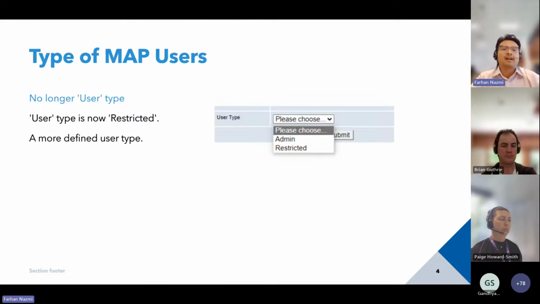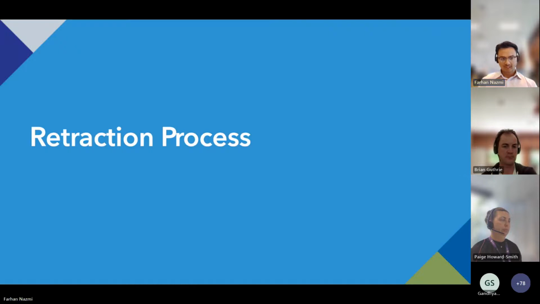And then the next update is here. There used to be admin and user types of users, so it could be quite confusing. So now we have changed from the user type to restricted. So now we have admin type and restricted user type. So it's going to be a more defined user type rather than just having user. I'm going to talk about this more later. All right, that will be all for MAP updates.